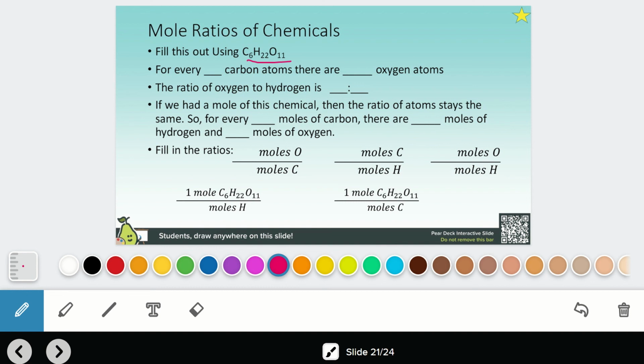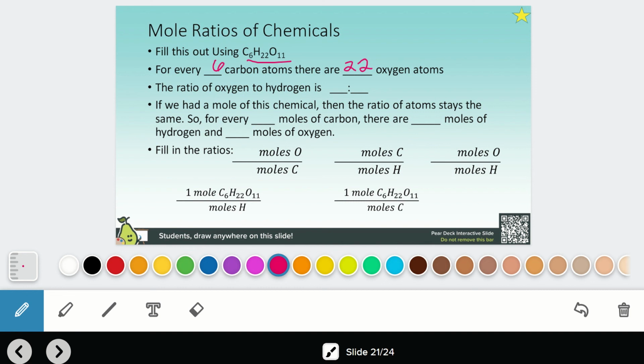All right, so hopefully we got that for every 6 carbon atoms, there are 22 hydrogen atoms. Again, we're just getting them from the subscripts in that chemical formula. And I believe that one is glucose. That's what's in our bodies, glucose.